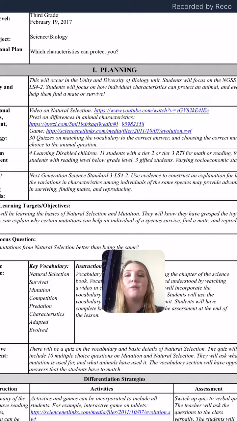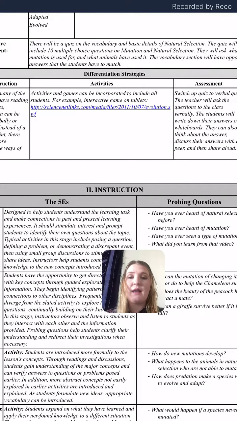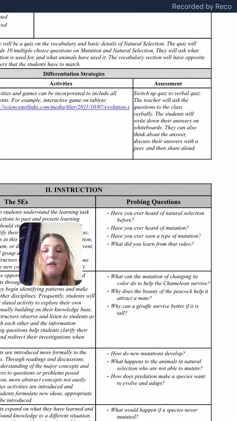Next, I have arranged a Prezi on differences in animal characteristics and why they're helpful. In this Prezi, they are going to see again why these characteristics are helpful for animals. You can also go through probing questions like, why is it important that a giraffe's neck is tall rather than short? What can that help him do? How can the mutation of a chameleon changing color help the chameleon survive? Just things that get the students' brains going.